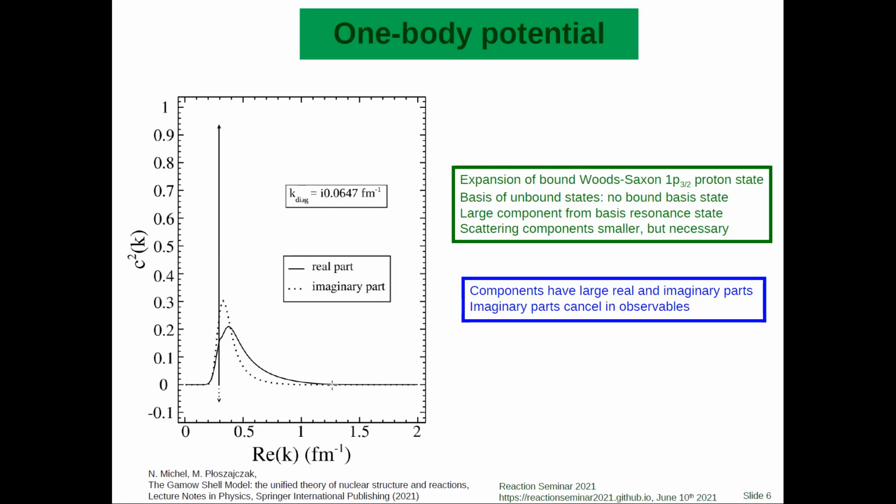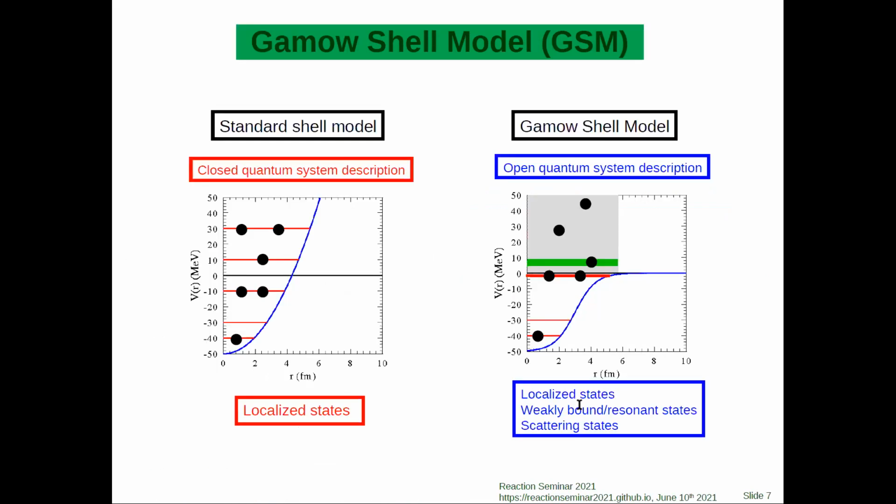And we could see in practical applications, by calculating observables, that all imaginary parts present in the expansion of the state cancel in observables, because one has a bound state, so that all observables can be real. So this shows that the Berggren basis is precise at the one-body level, so that we can go to the many-body level. And this is how the Gamow shell model is built.